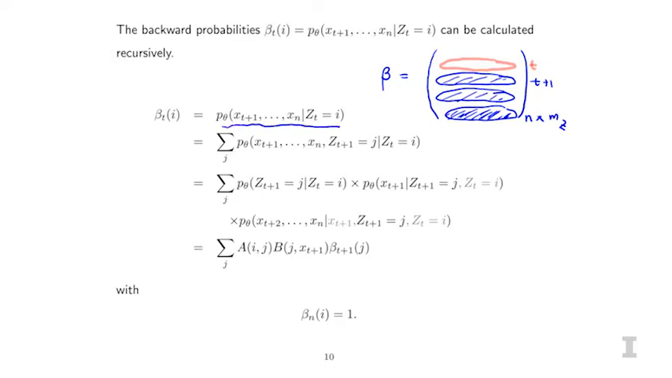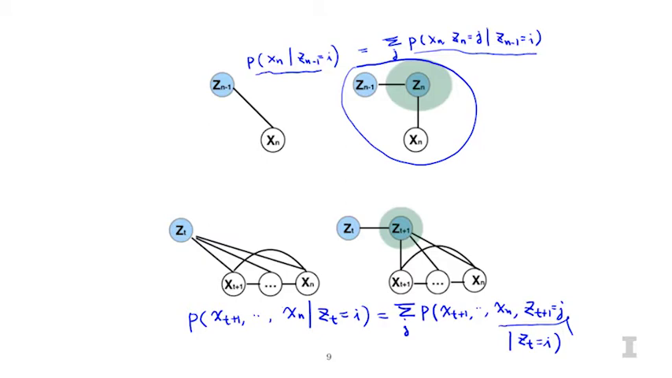By definition, beta sub t,i is equal to this. Let me go to this graphic representation. Beta sub t,i is equal to this conditional probability: what is the probability of observing future samples from t plus 1 all the way to n, conditioning on your latent state at time t being i? Now for this probability, we use the same trick and add the latent state at t plus 1. So it's equal to a sum over j of the same probability, but now we add the latent state at t plus 1 to be j, and we sum over all possible values of j.